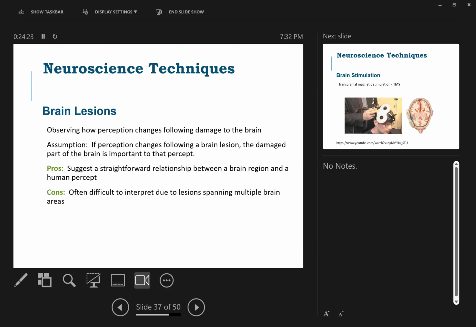Well, what are the cons? As I was saying, it's really hard to interpret. It really is not easy. If you have damage to your frontal cortex, which part of it is damaged? It's a whole big area. It's not really possible to say.